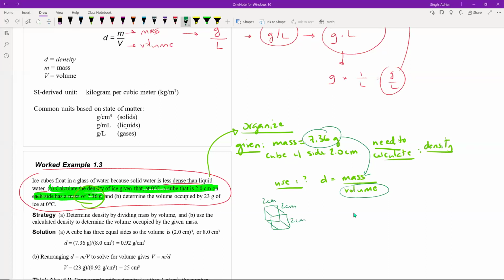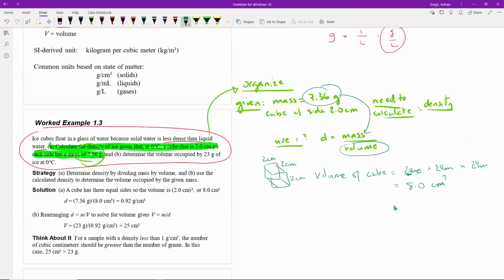The length of the edge of each side of the cube is the same. So the volume of the cube, just like we did in the example before, would be 2 centimeters times 2 centimeters times 2 centimeters. So this would be 2 times 2 times 2, that'll be 8.0. It's 2.0, sorry, cubic centimeters. So we didn't just cube the actual value, but we also cubed the unit as well. So we have 8.0 cubic centimeters as the volume.